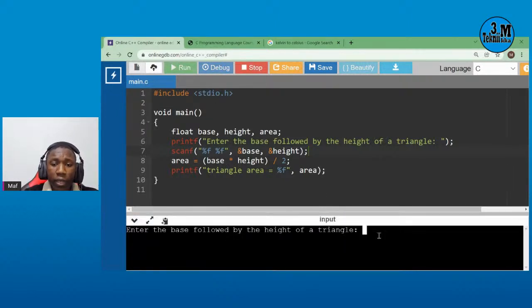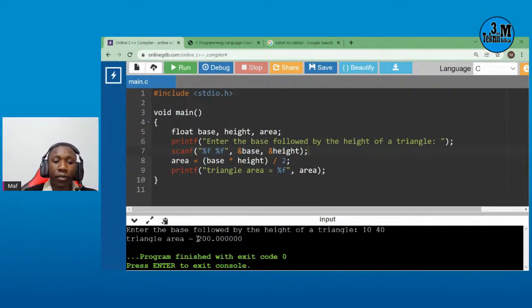The delimiter can be something like 10 space 50. 50 is the height of the triangle. No, this is too much. Let's put 40. With 40, we have this area. 200 is the area. If these units were given in centimeters, this is centimeter. If this was in millimeters, this is millimeter as well.